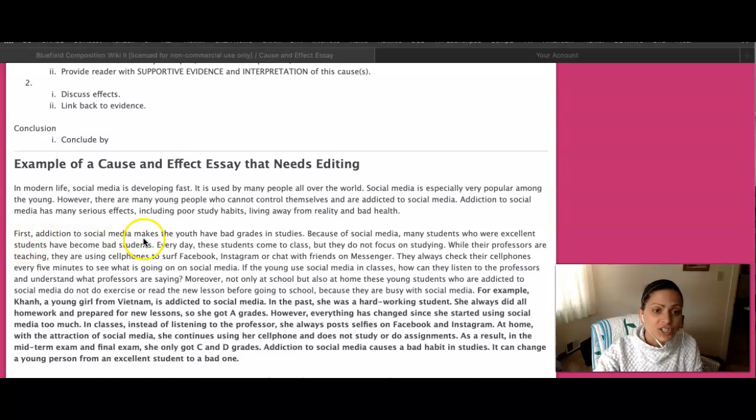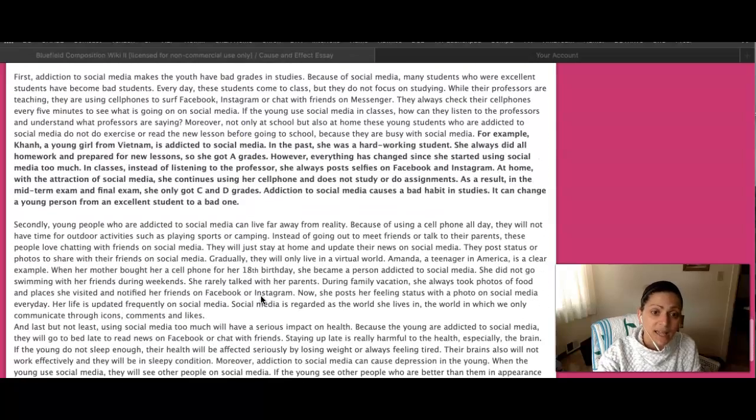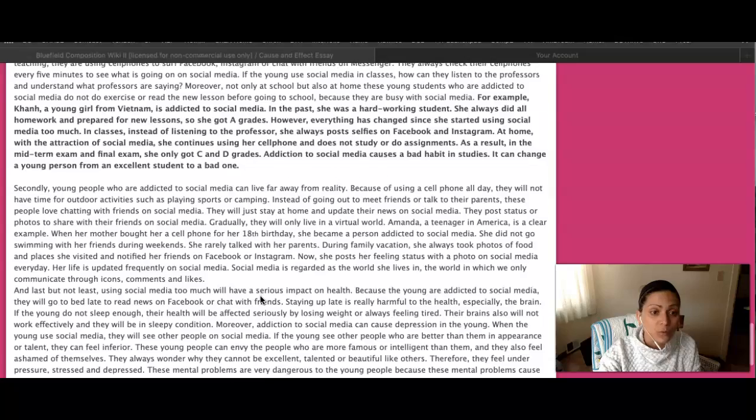This says, first, addiction to social media makes youth have bad grades in studies. Well, that's a good statement because it's saying what this entire thing is about, which is school. But then it makes these other statements which are unsupported. Notice there's no citations, there's no evidence. We don't know where this is coming from. As you revise, instead of making general statements like this, you should have specifics, focusing, and these specifics should all be well cited.